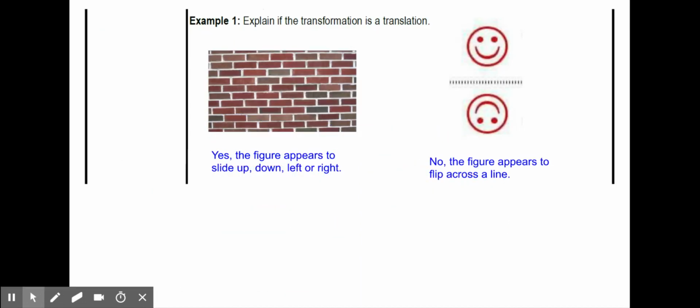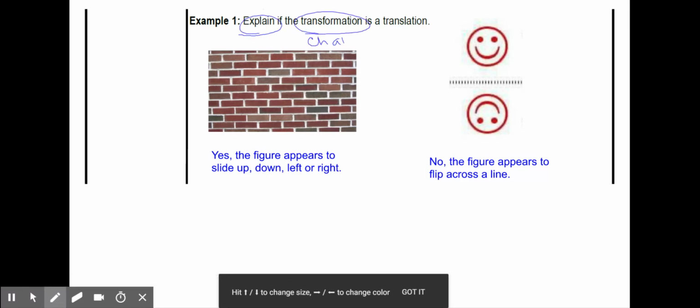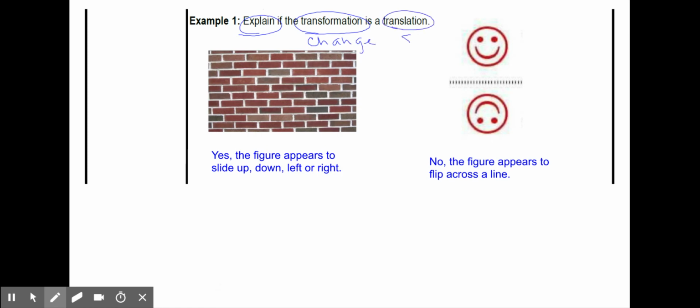Okay. Explain whether the transformation is a translation. So we're going to explain in words if the transformation, or the change, is a translation, or is it being slid. So here we see bricks on a wall, and it looks like they're just moving left, right. They're moving like left and up. And so we say, yes, the figure appears to slide up, down, left, or right.